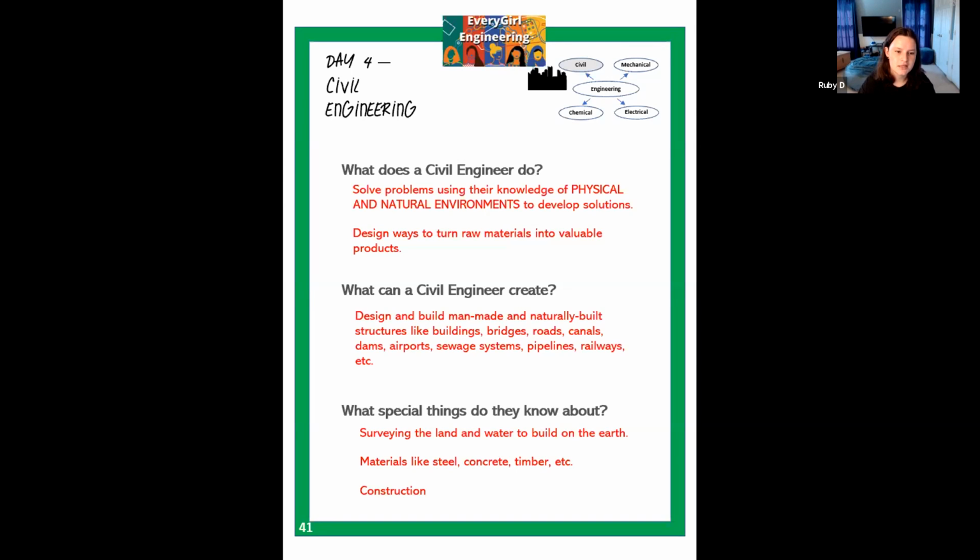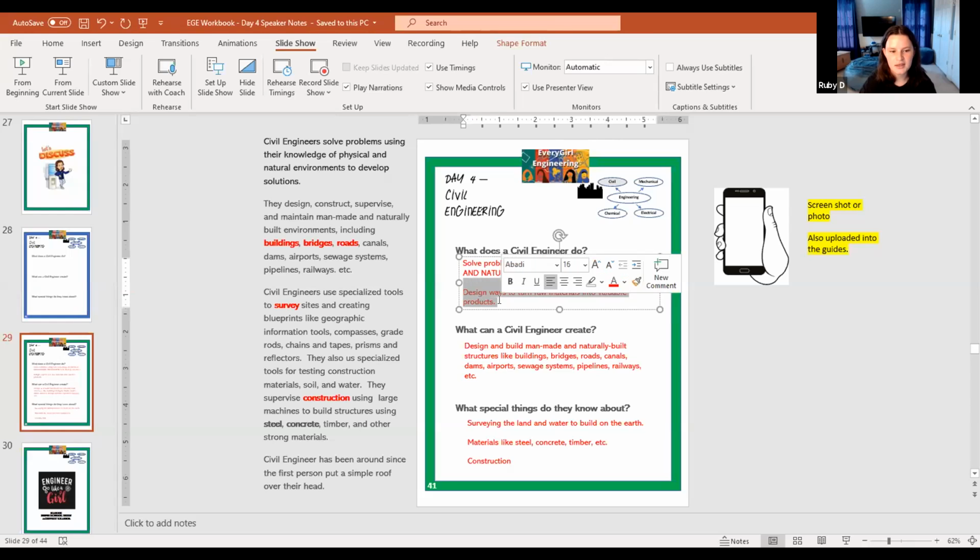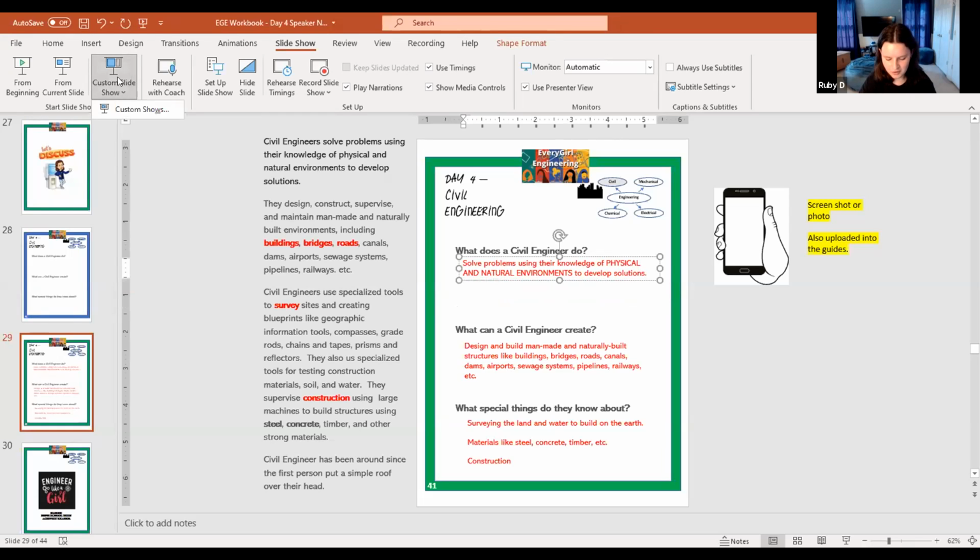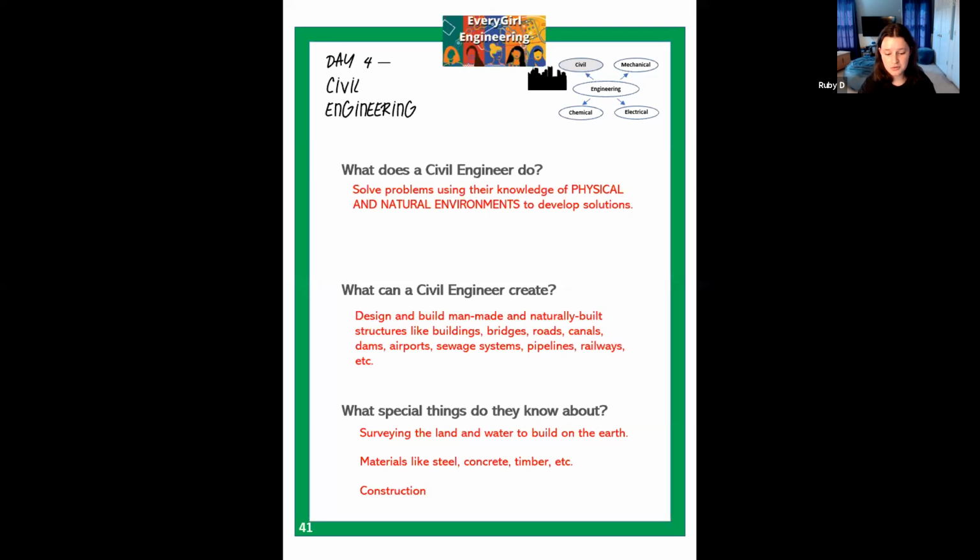So what does a civil engineer do? They solve problems using their knowledge of physical and natural environments to develop solutions, and they design ways to turn raw materials into valuable products. That's a typo. Turning raw materials into valuable products is actually chemical engineering, a little goof in technology with creating the workbook. But civil engineers, like what Nicole works in, sometimes design the buildings that will be built. They design it, they can also construct it, they can do other things.